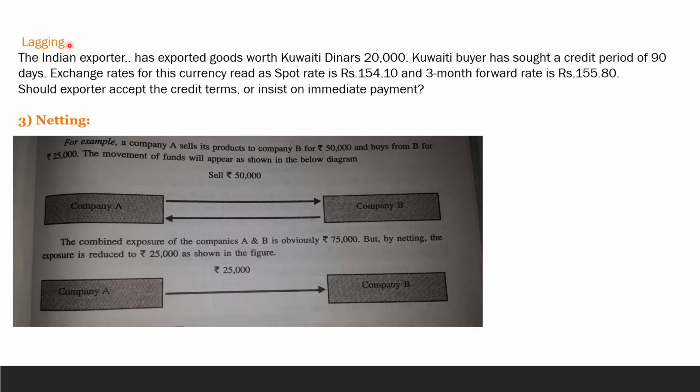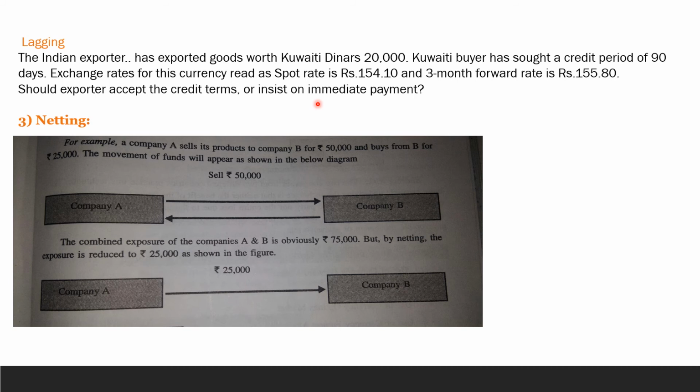Let's see lagging. We'll see one more example under lagging. The Indian exporter has exported goods worth Kuwait dinar 20,000. The Kuwait buyer has sought a credit period of 90 days. Exchange rates for this currency read as spot rate is rupees 154.10 and 3 months forward rate is rupees 155.80. Should the exporter accept the credit terms or insist on immediate payment?